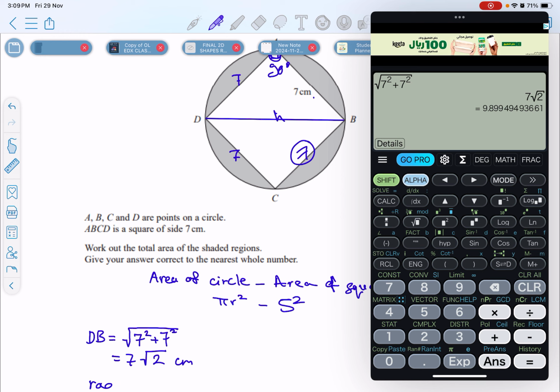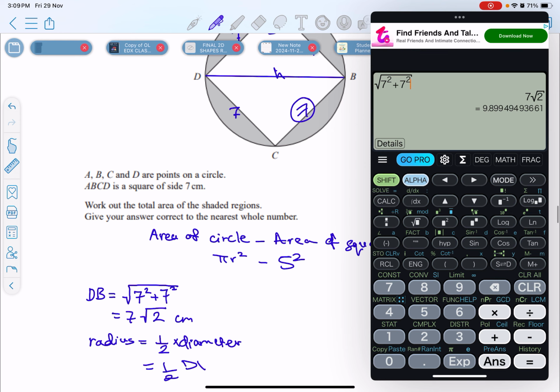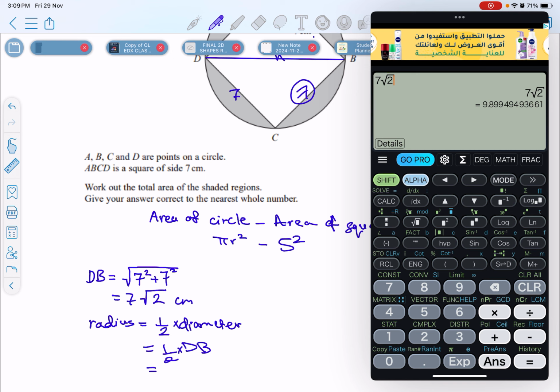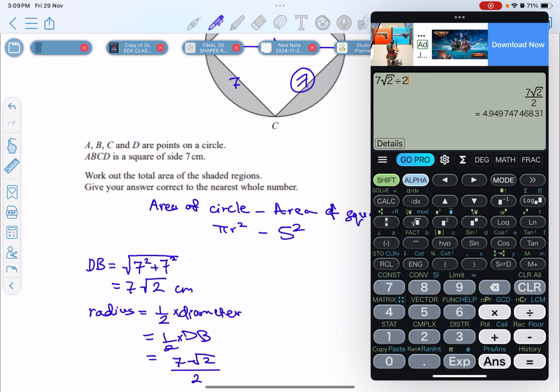So the radius is half the diameter, and I know that the diameter is DB. So the radius is going to be half DB. So it's 7 root 2 divided by 2. To also avoid over-rounding, I'm going to just write it as 7 root 2 over 2. If you want to write it as a decimal, make sure that it's 6 decimal places.